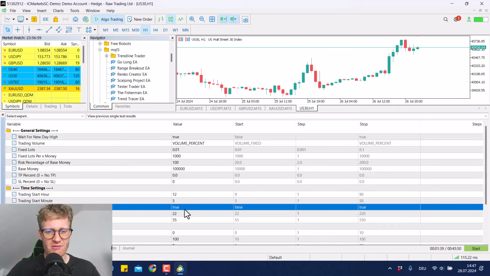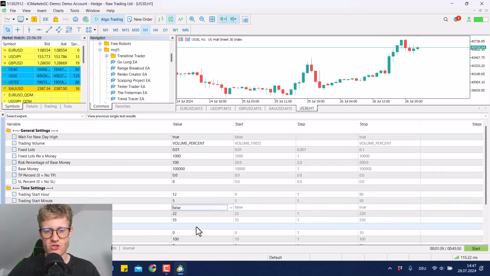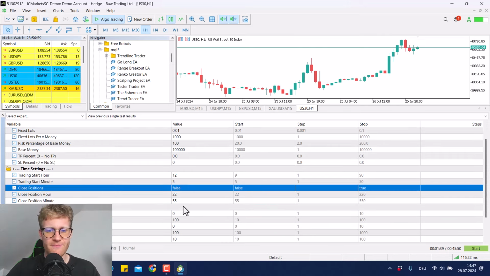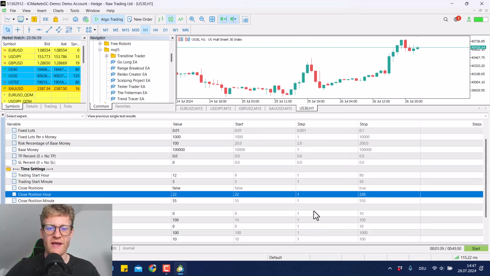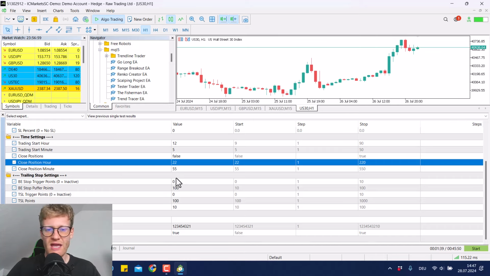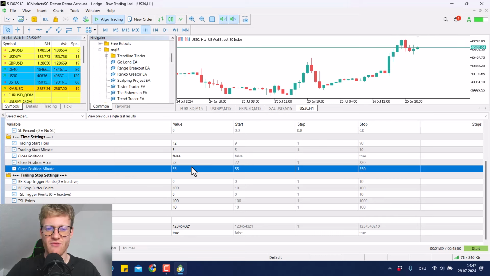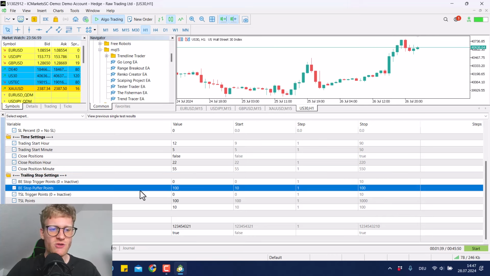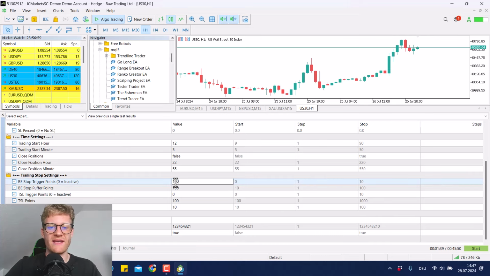Then of course you can decide if you want to close trades at the end of the day. If I move this to false, it would not close the trade at the end of the day, for example. And yeah, you could just use this feature if you think that it would be beneficial to benefit from long-lasting trends. And you can also use something like a break-even stop, for example.